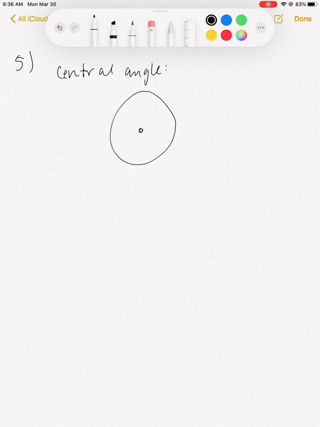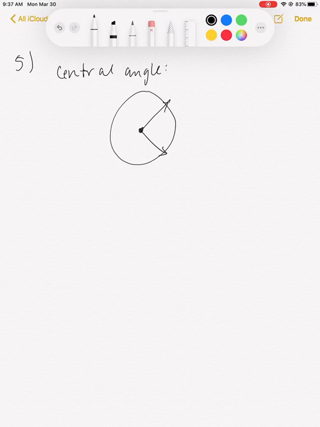Number 5. In a circle, the central angle. Okay, so we have a central angle, and I'm just going to do the vocab like this. So you have your circle, you have your center, and the central angle of a circle is just any angle whose vertex is at the center of the circle. Okay, so that's a central angle.